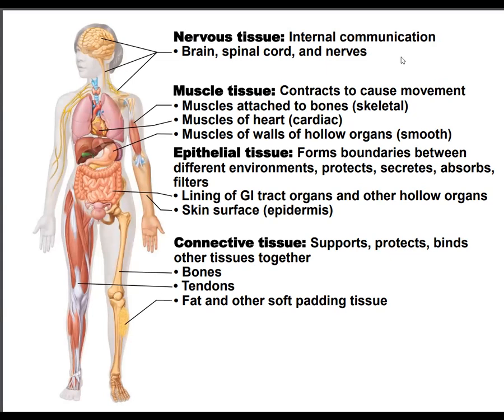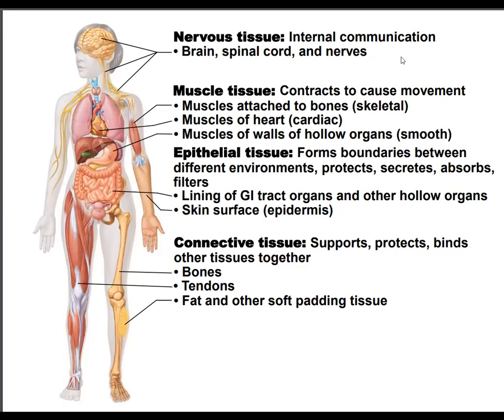You have muscles that are attached to bones. Those muscles are called skeletal muscles. You have muscles of the heart. Those muscles are called cardiac muscles. And then you have muscles in the hollow organs. Those are called smooth muscle.